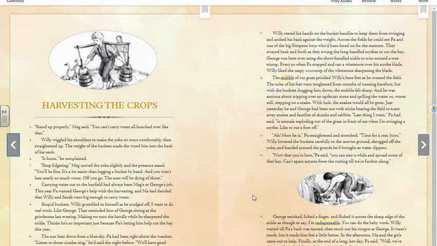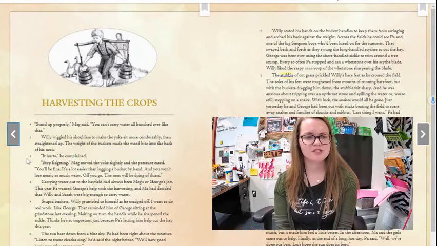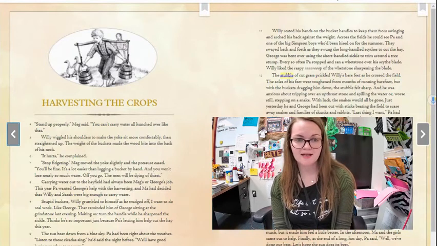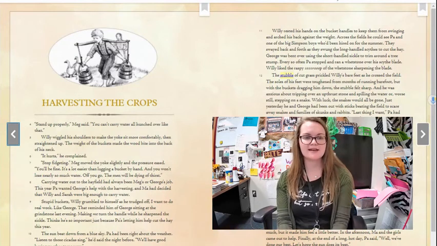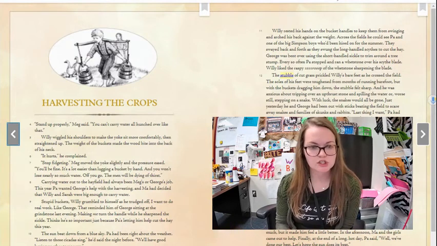Stand up properly, Meg said. You can't carry water all hunched over like that. Willie wiggled his shoulders to make the yoke sit more comfortably, then straightened up. The weight of the bucket made the wood bite into the back of his neck. It hurts, he complained. Stop fidgeting. Meg moved the yoke slightly and the pressure eased. You'll be fine. It's a lot easier than lugging a bucket by hand, and you won't lose nearly so much water. Off you go. The men will be dying of thirst. Carrying water out to the hayfield had always been Meg's or George's job.